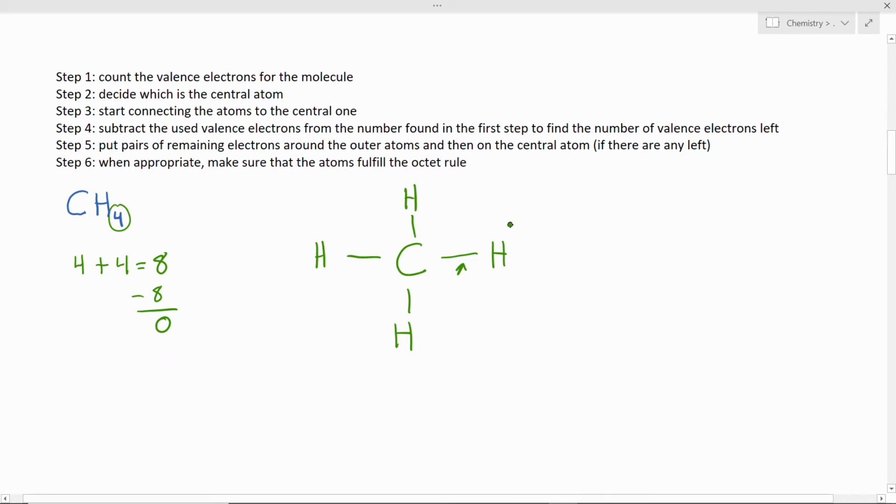Now step 6 says that we should make sure that the octet rule is fulfilled. And for carbon, we see it has its 8 electrons here in the form of these 4 bonds. And for hydrogen, we know that its shell is filled. The reason that hydrogen's shell is filled here is because hydrogen can only make one bond. And once it makes that bond, that is all it can make. So it will not have 8 electrons, it will have 2 maximum.